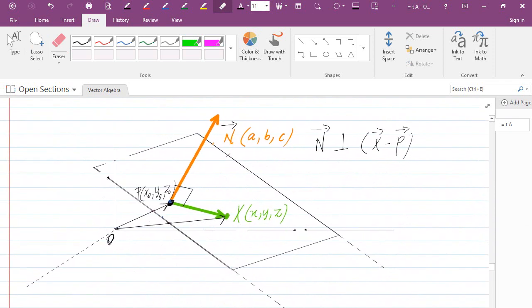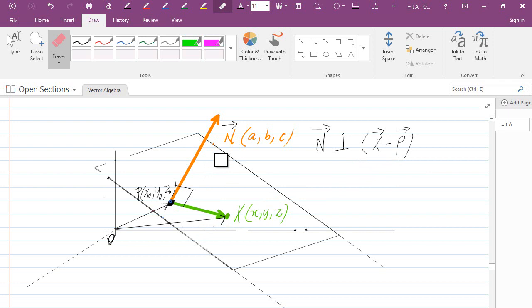Now notice, if I look at the position vector of the point P, which is this, and the position vector of the point X, which is this, then the green vector PX would be x minus p. Remember, if you know the tail and the tip of a vector, then the components of the vector would be the tip minus the tail. So I see that the green vector here, PX, would be the same as x minus p.